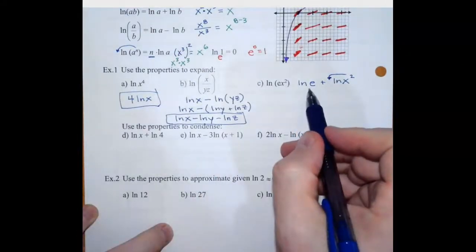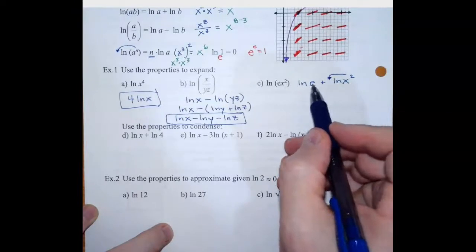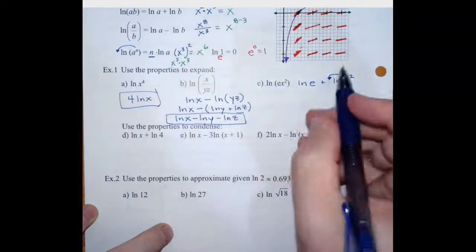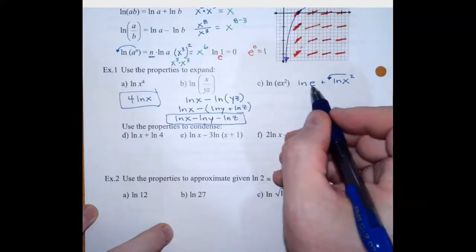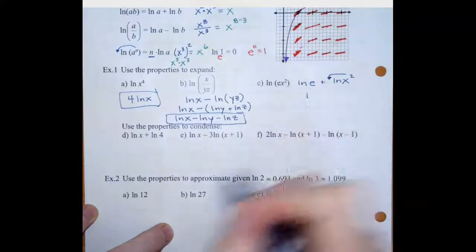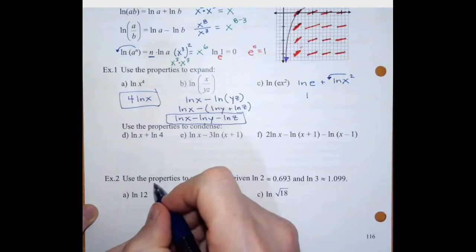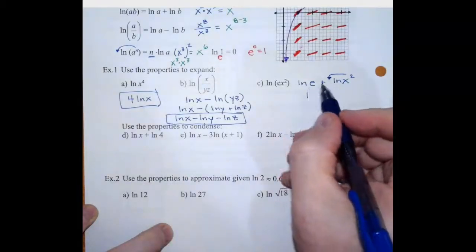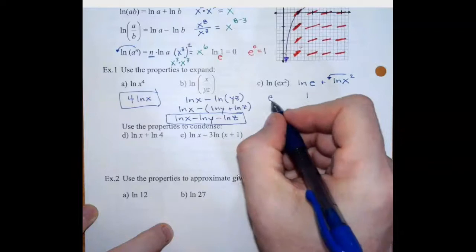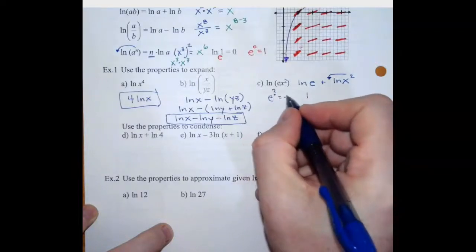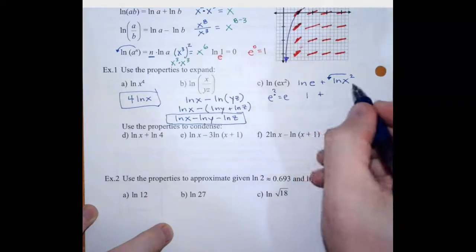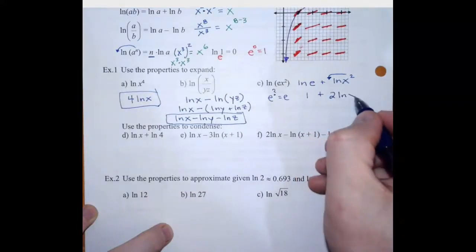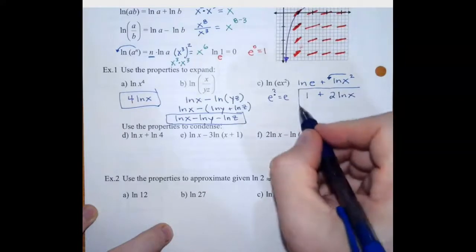Now here, what we want to ask ourselves is e to what power equals e? Right? E to what power equals e? Well, e to the first power equals e, so that's just 1. E to what power equals e? E to the first power equals e, so that's 1. And then we bring the 2 down in front, and then that's it for that.